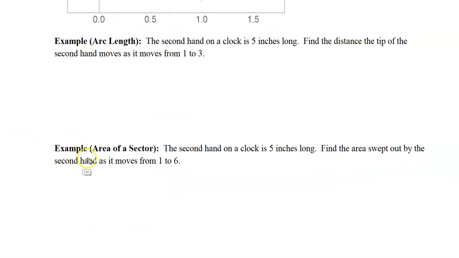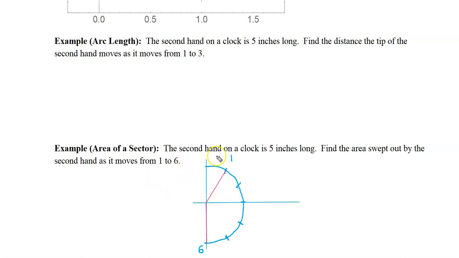For our second example here, a similar problem, but we want to find an area. So the second hand on a clock, still 5 inches long, find the area swept out by the second hand as it moves from the 1 to 6 position on the clock face.